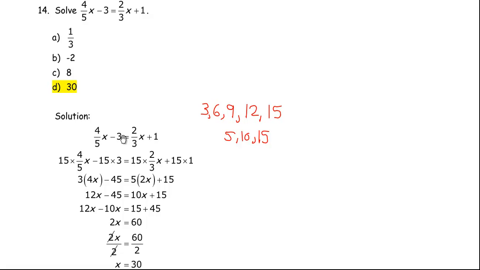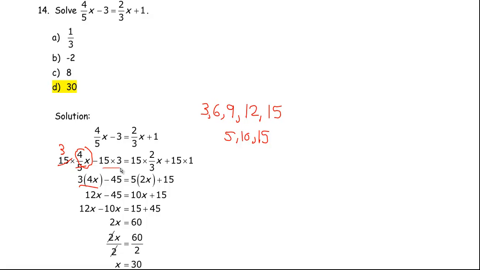So we multiply this, and this, all four things, by 15. So there's the 4/5 x times 15, the negative 3 times 15, the 2/3 x times 15, and the 1 times 15. And the whole purpose of multiplying by the 15 is so the denominators in those fractions divide out. So this 5 goes into this 15 3 times. Now that 3 is multiplied by this 4x, and that's what I have written right here.